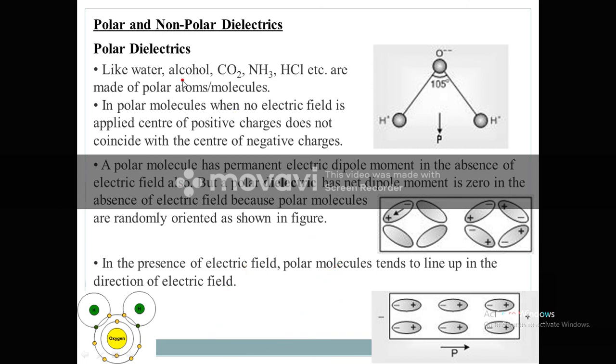Other examples are alcohol, water, ammonia and HCl, and each has some angle. In HCl we have H and Cl, so the angle will always be 180 degrees.